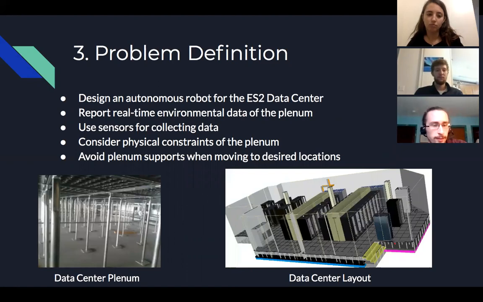The problem we're facing is that we want an autonomous robot that is capable of reporting real-time environmental data through the use of several sensors. For this, we'll have to consider some of the physical constraints that we have with our robot and avoiding some obstacles that the robot would face in its environment.